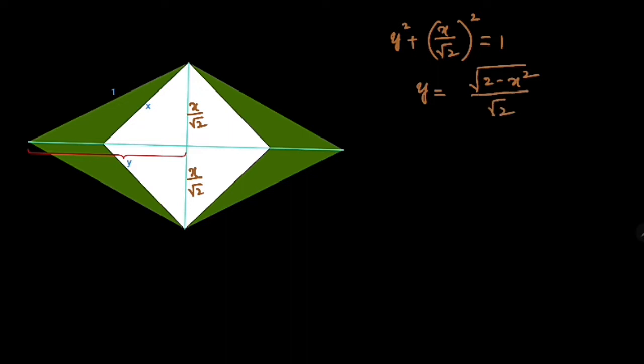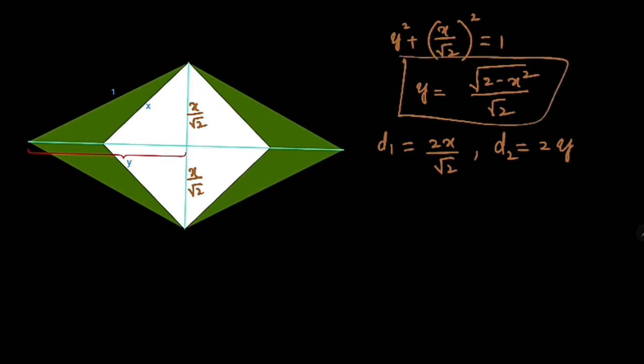Okay, from this information, we can calculate the diagonals of the rhombus. Diagonal 1 of the rhombus is 2x by root 2, and diagonal 2 of the rhombus is 2y, and the y value we already have here. Okay, from this we can substitute the y value, and we need to find out the green area.